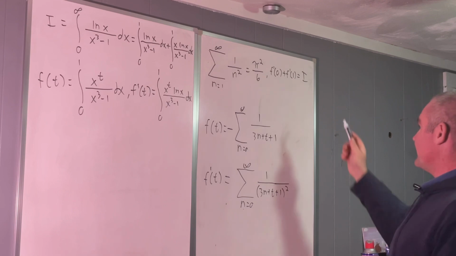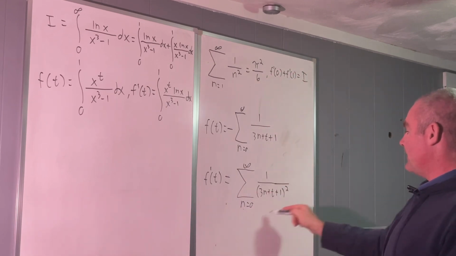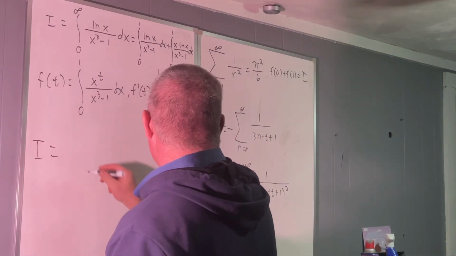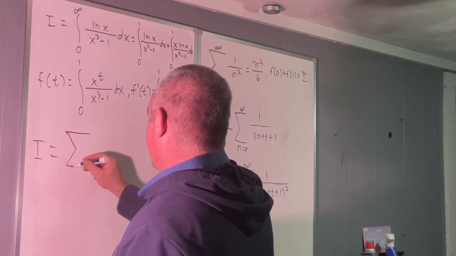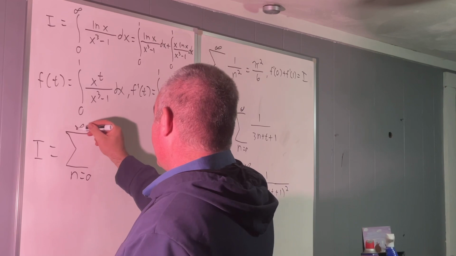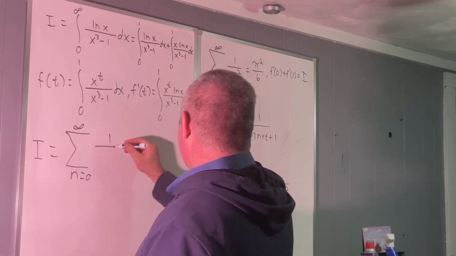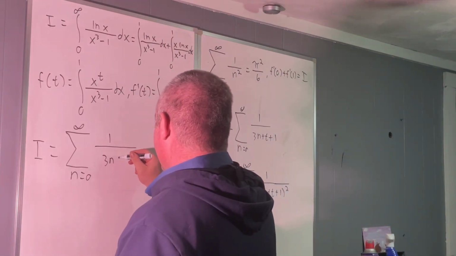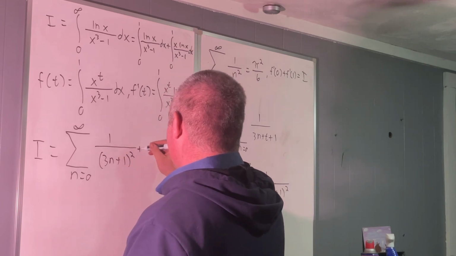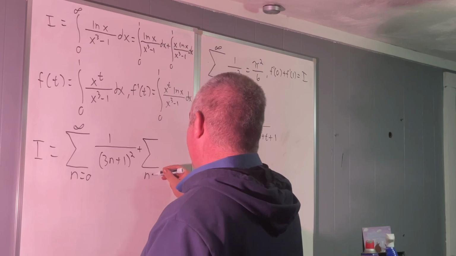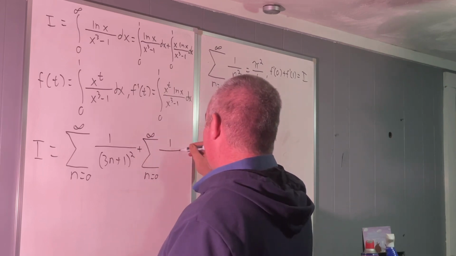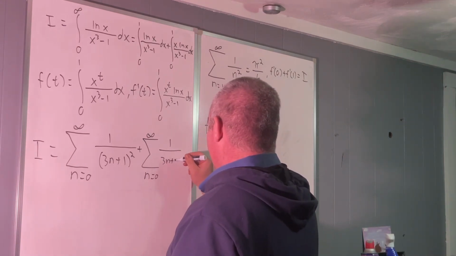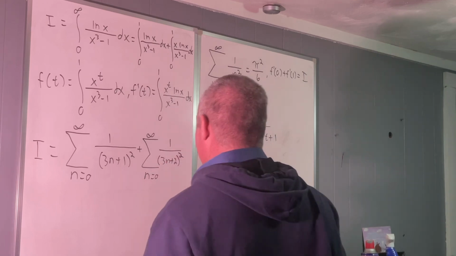Okay. Now we can use this to obtain I. So that means that I is going to be equal to the sum as n goes from 0 to infinity of 1 over 3n plus 0 plus 1 all squared, so just 3n plus 1 all squared, plus the sum as n goes from 0 to infinity of 1 over 3n plus 1 plus 1, so 3n plus 2 all squared. All right.